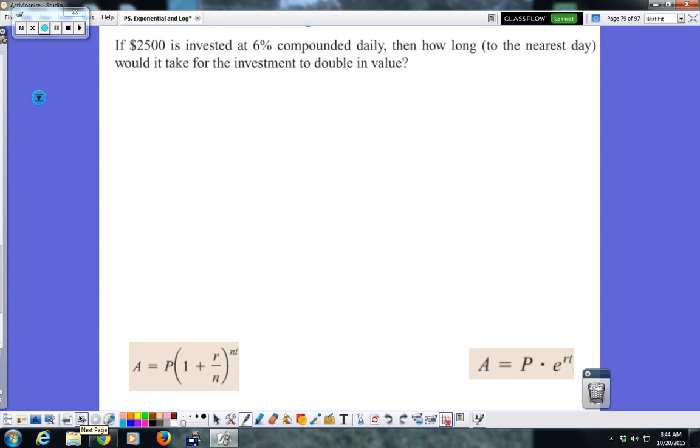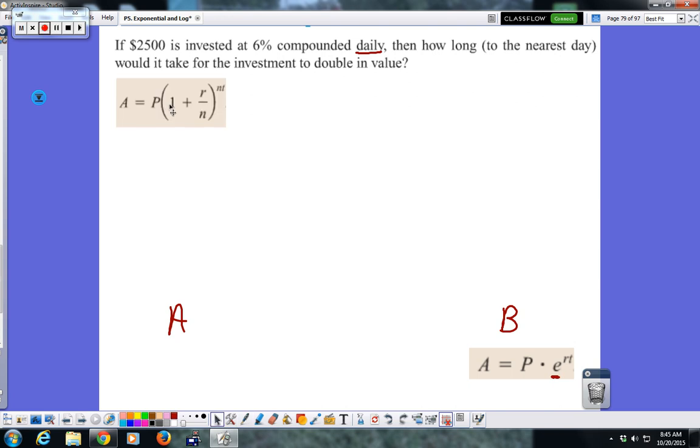$2,500 is invested, and notice I've got your 2 interest formulas down here, compounded daily. Elizabeth, since it's daily and not continuous, will I use formula A or will I use formula B? A. If it's compounded daily, monthly, weekly, quarterly, semi-annually, annually, you'll use formula A. If it's compounded continuously, you use the A-PERT. So we got this formula. Let me just blow it up so I don't have to rewrite it.